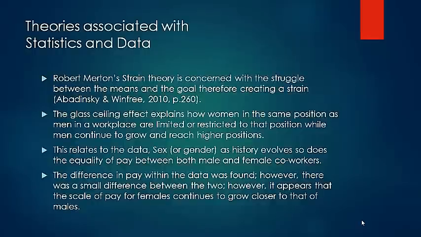Linking the data to theories. There are many theories from various fields of study associated with the patterns within this data. Strain theory, associated with criminologist Robert Merton, states that strain consists of a struggle between means and goal. In relation to the data given within this presentation, the sex or gender variable in previous history would have had a large part to play when associated with the inequality of scale of pay. Therefore, the notion of a glass ceiling takes part, where women in similar positions to men receive less pay, resulting in a struggle to achieve a certain goal, creating a strain.